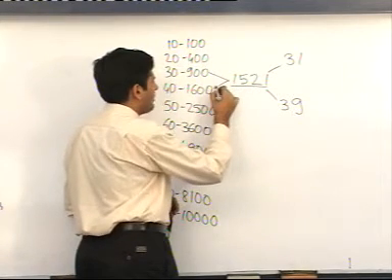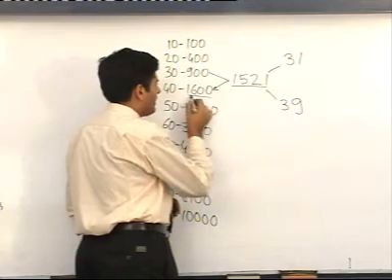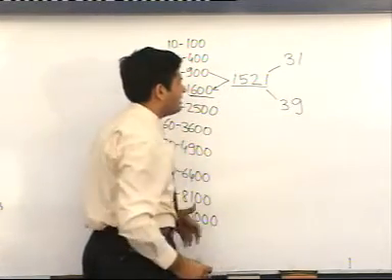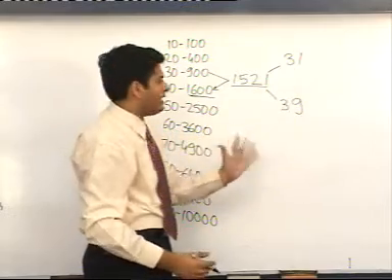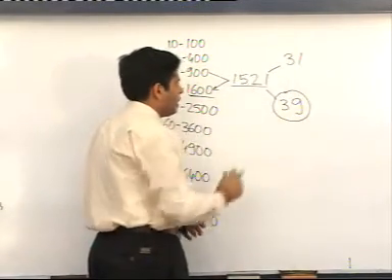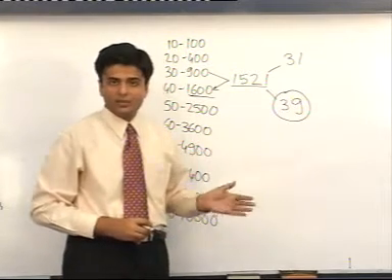1521 is closer to the bigger number 1600. Therefore, out of these two, we take the bigger number as the answer. Out of 31 and 39, bigger number is 39. Therefore, 39 is our answer. So you can see we can get the square roots very easy without any intermediary step.